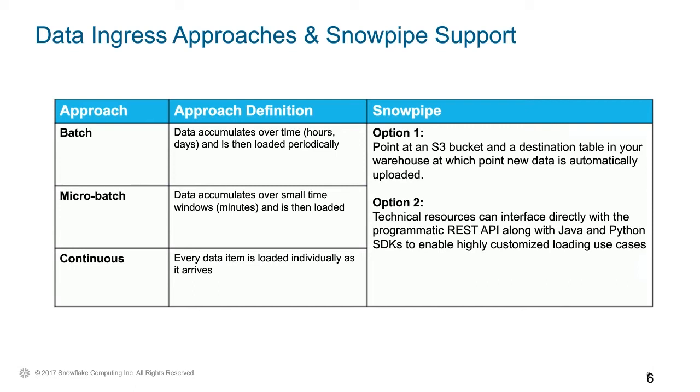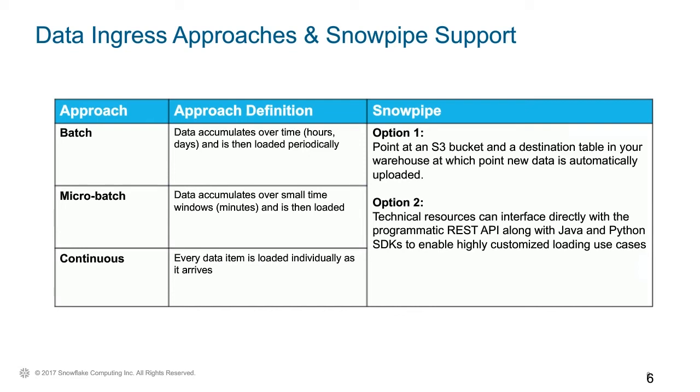And as soon as new files are landing in that S3 bucket, those files are then automatically picked up by Snowpipe and loaded into your target tables. That's the first option, and I'll show that in the demo. It's a completely configuration-based experience. And in contrast to the second option, which gives you more control and more flexibility.